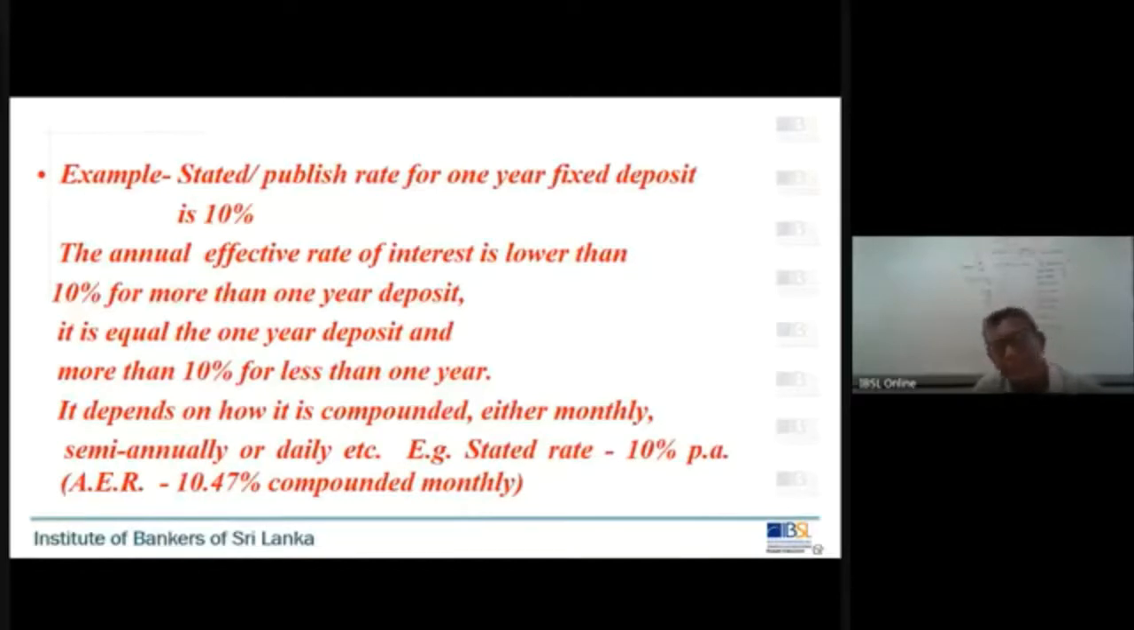Now say one bank mentioned your annual rate is 10% for 1 year. You say your stated published rate for 1 year fixed deposits is 10%. Example. So then the annual effective rate is equal to the nominal interest rate, the rate of interest for the first year. Same.